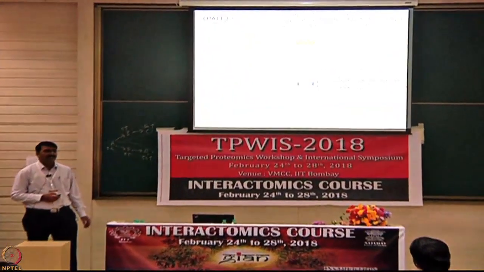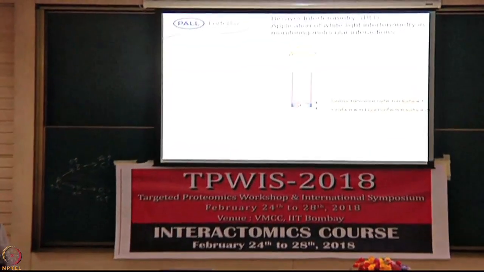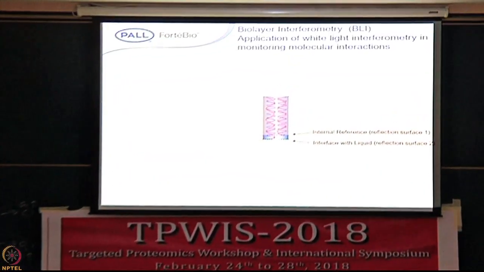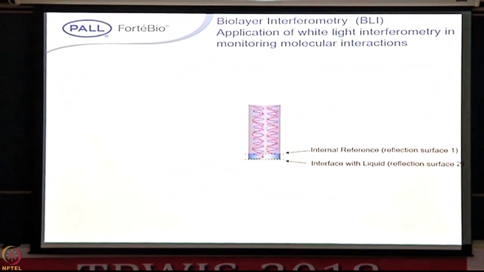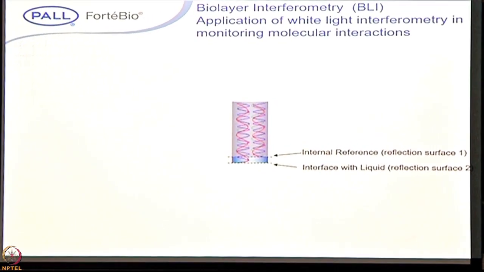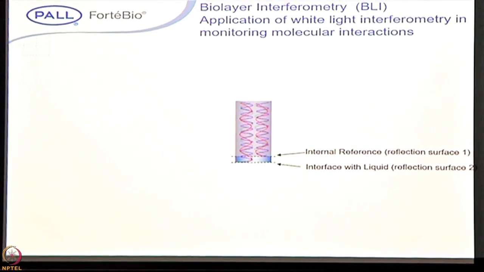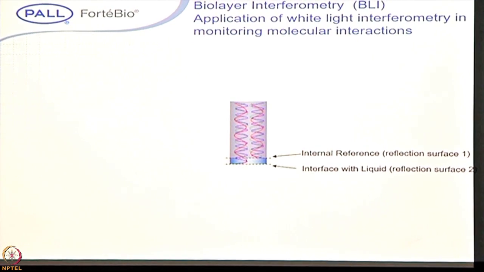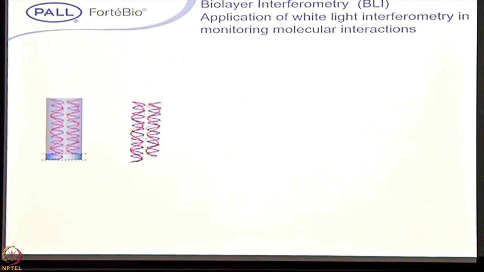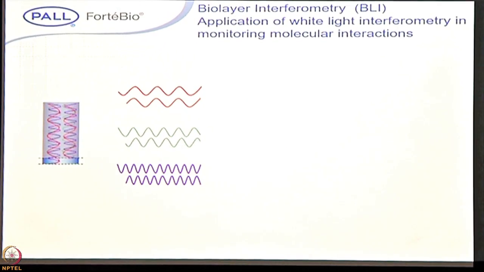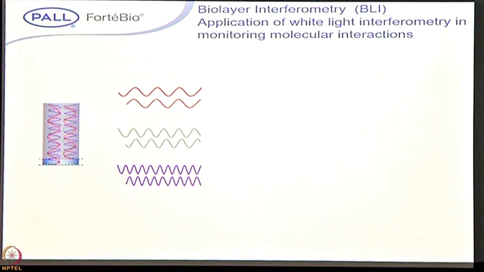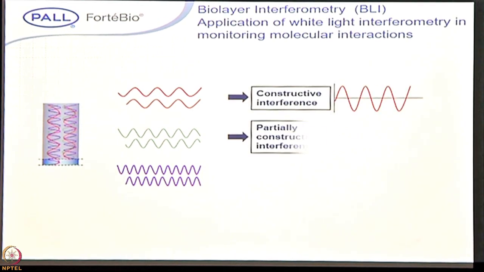We are passing a light, it's just a white light. The light gets reflected back. You can see the reflections coming from one internal layer and one from the ligand end. Say I had immobilized one of the proteins of interest on the sensor surface, then I dip it into the well containing buffer. We have different amplitudes, constructive interference and destructive interference.